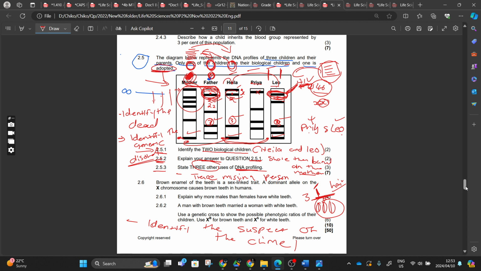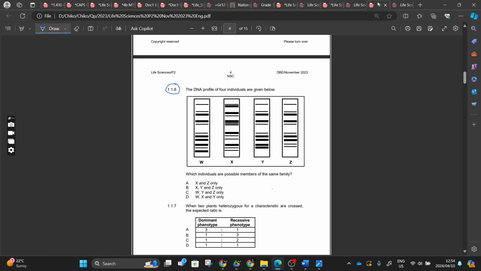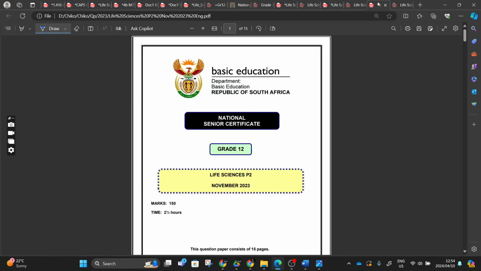With that being said, we can also use this to match an organ transplant, right? During an organ transplant, maybe we want to remove an organ from one person and place it onto another person. We can use DNA profiling to check the match, right? So with that being said, guys, let's go to our 2023 question paper.